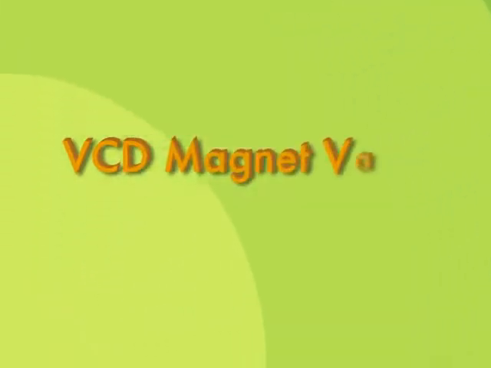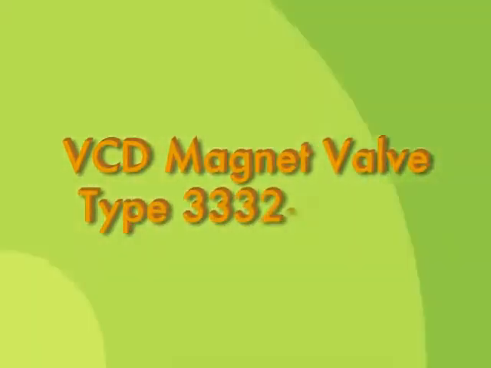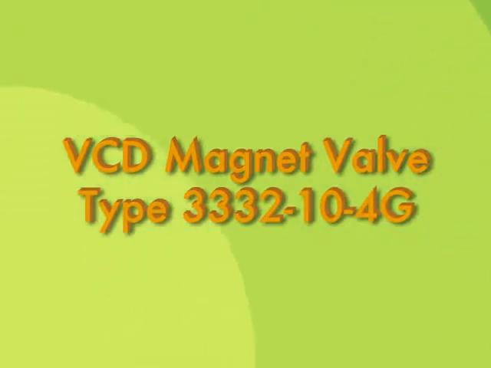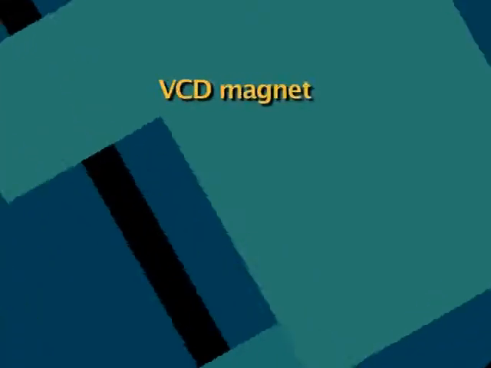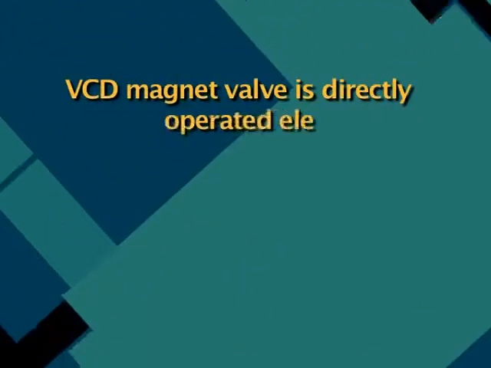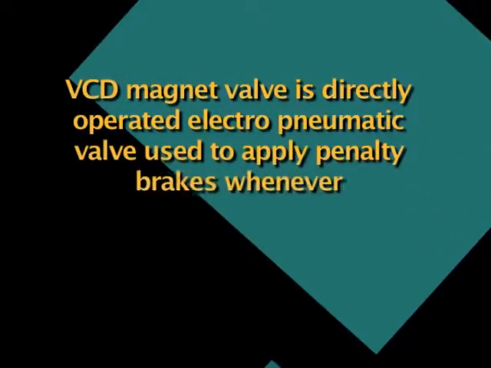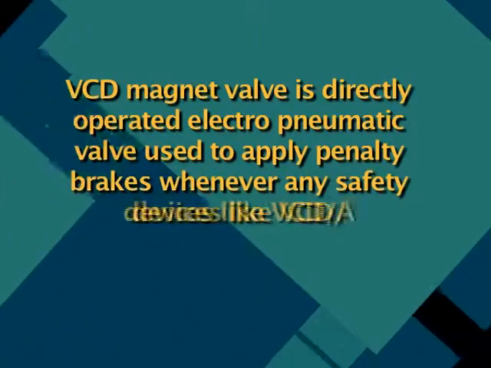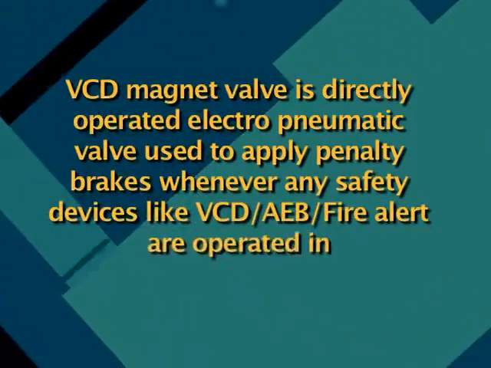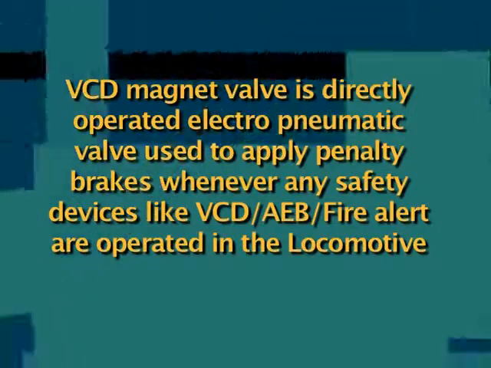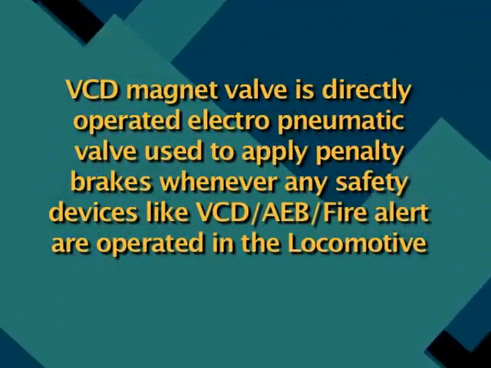VCD magnet valve, type 3332104G. VCD magnet valve is a directly operated electro-pneumatic valve used to apply penalty brakes whenever any safety devices like VCD, AEB, fire alert are operated in the locomotive.